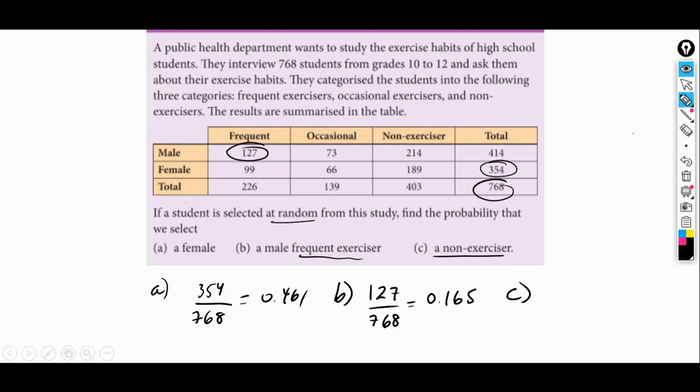Then for part C, a non-exerciser. So regardless of the gender, somebody that does not exercise. So the total non-exercisers are 403. Therefore, it's going to be 403 out of 768. And this is going to give us 0.525.